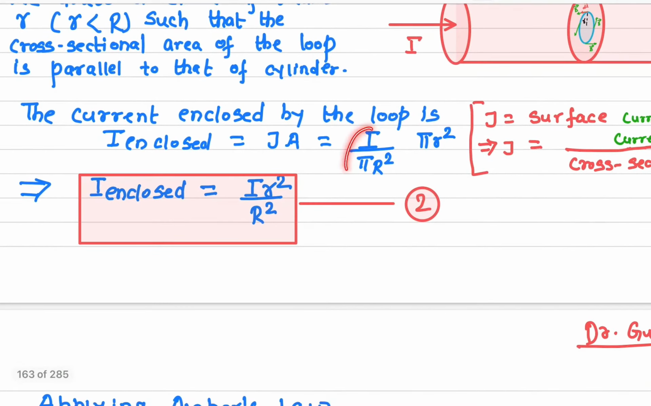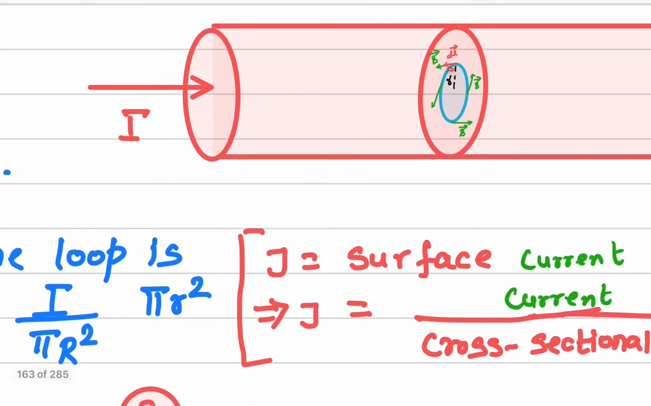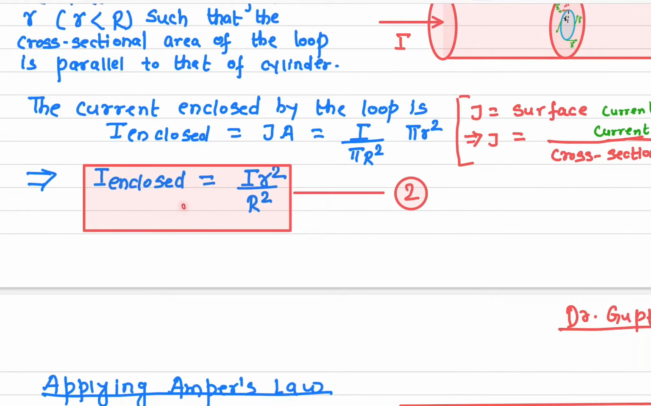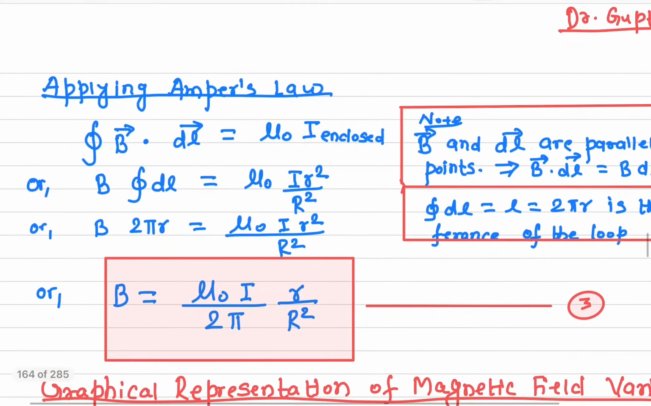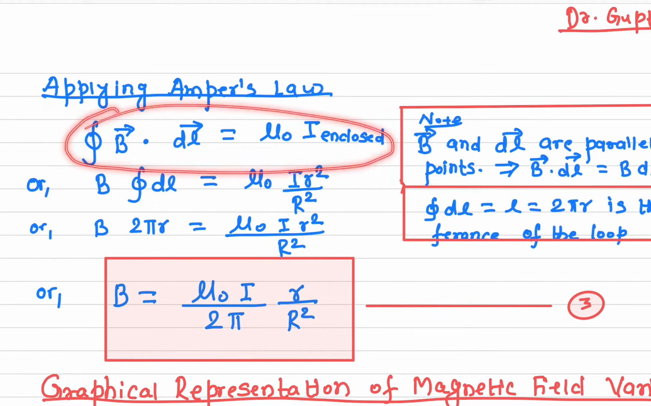The current density is I over pi r squared. The cross-sectional area of this loop is pi r squared, so the enclosed current will be I times pi r squared divided by capital R squared. Now apply Ampere's law here. This is Ampere's law: the integral of B vector dot dl vector, this is a dot product, is equal to mu naught I enclosed.